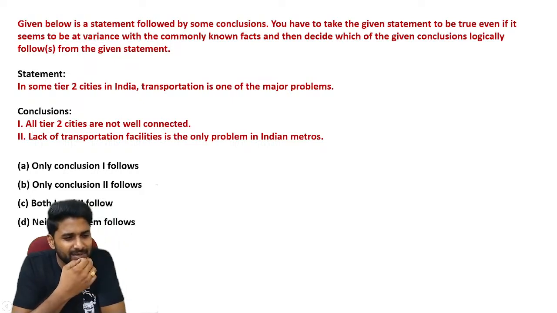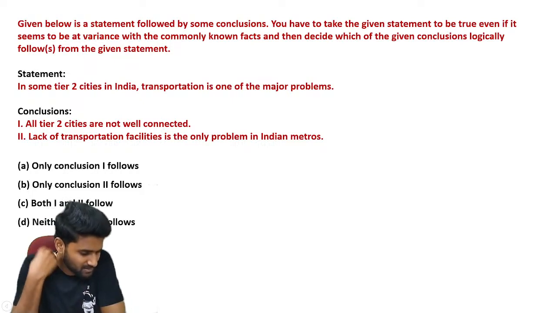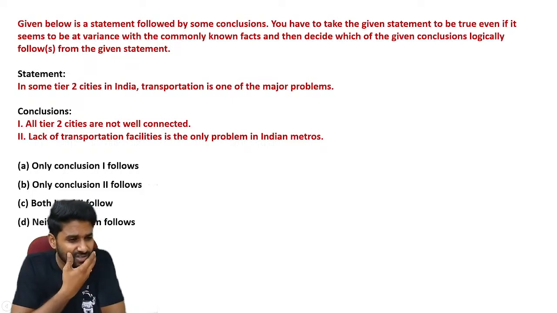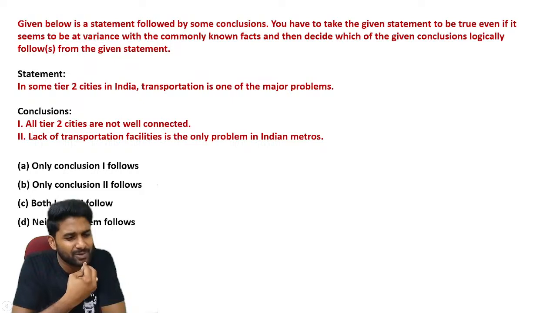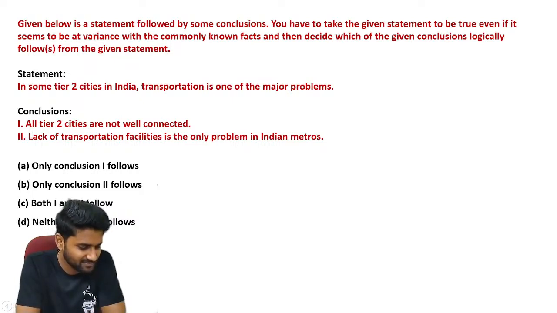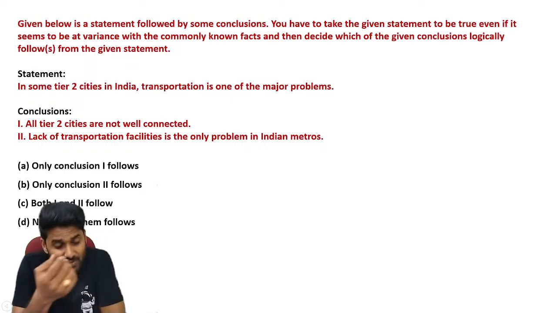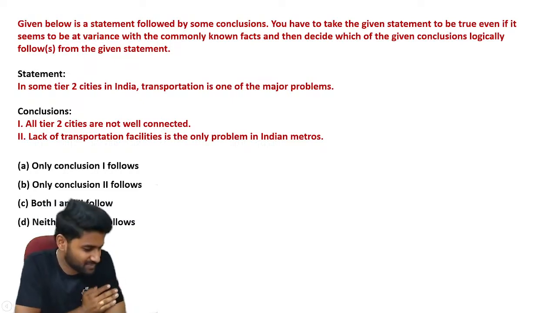Understand this data again: statement and conclusions. Here the information says that in some tier 2 cities in India, transportation is one of the major problems. That is one of the major problems, transportation. So while reading that information, can I conclude that all tier 2 cities are not well connected? Can we conclude in this way? Lack of transportation facility is the only problem in Indian metros. Can we conclude that information? So which conclusion can we derive from that statement?